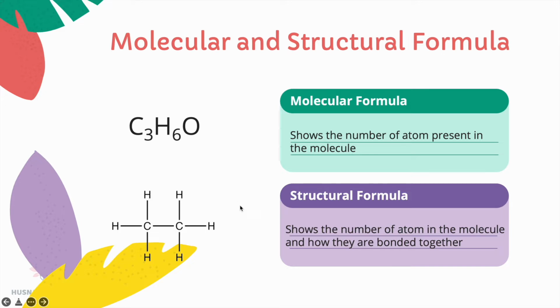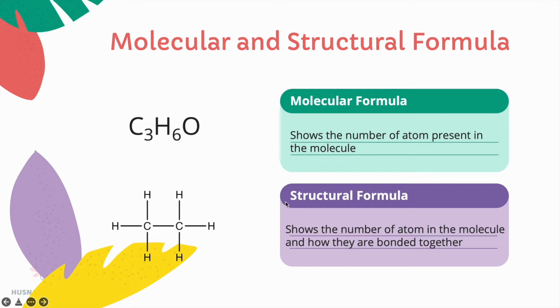Structural formula shows the number of atoms in the molecule and how they are bonded together. In this structural formula, you can see that there are 2 carbon atoms and how they are bonded together. It means this carbon atom is bonded to another carbon atom, and the carbon atom on the left is bonded to 1, 2, 3 hydrogen atoms, and the carbon atom on the right is bonded to 1, 2, 3 hydrogen atoms.